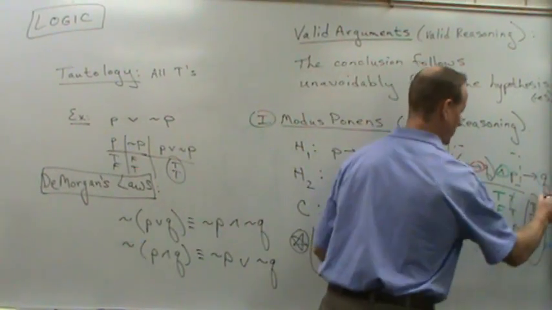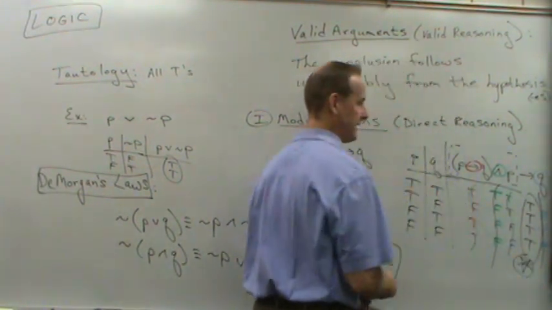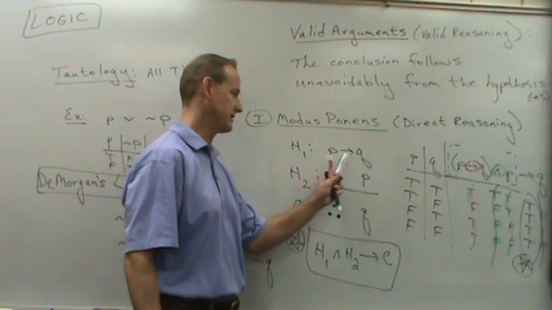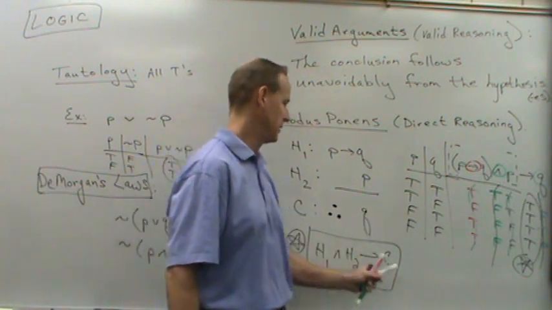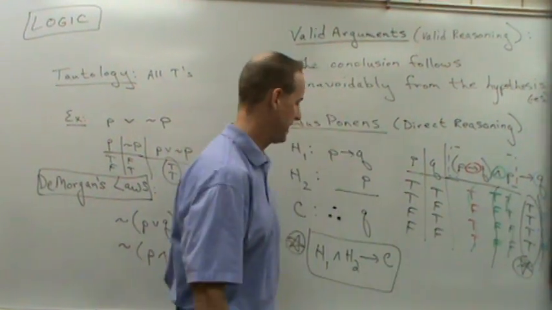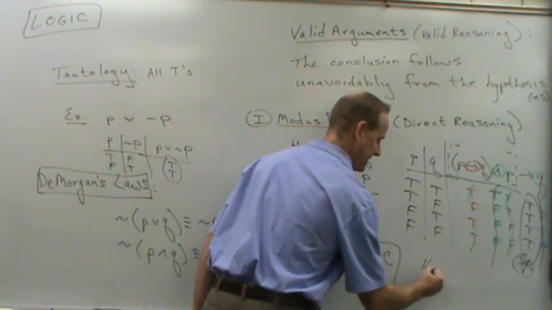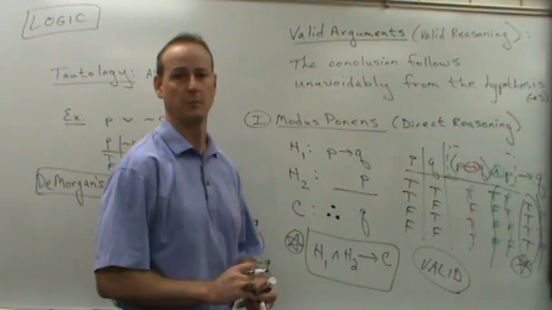So what do we notice? Now I'm done with those. My final result here is a tautology. That means that having these two hypotheses, hypothesis 1 and hypothesis 2, does always guarantee my conclusion Q. I have a tautology. Therefore, modus ponens or direct reasoning is a valid argument because it winds up with a tautology.